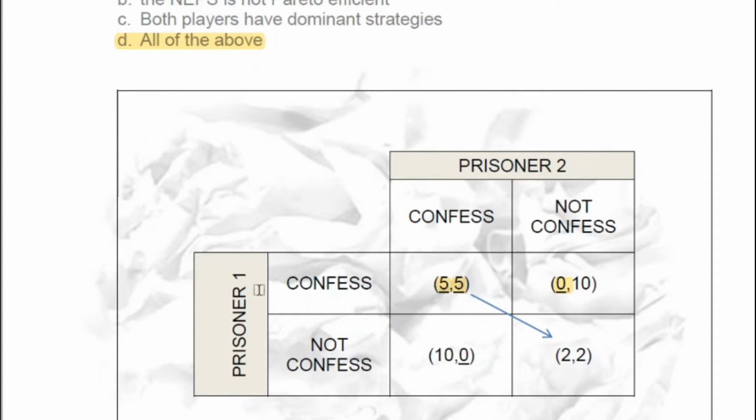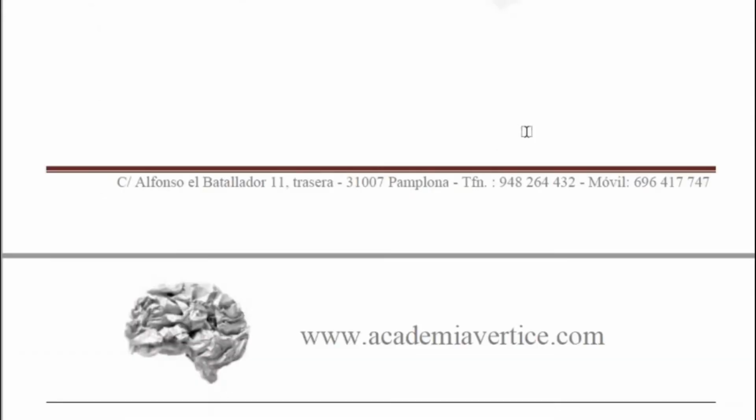Okay, and if I think that prisoner 1 will not confess, I should confess and go free. Now we can see that if both didn't confess, they would be better off than confessing both. That's why Nash equilibrium is not Pareto efficient, as you should know.